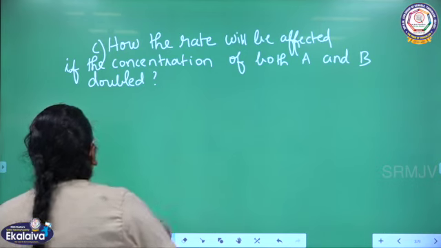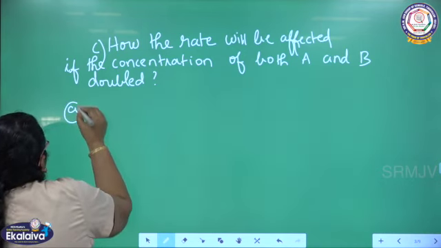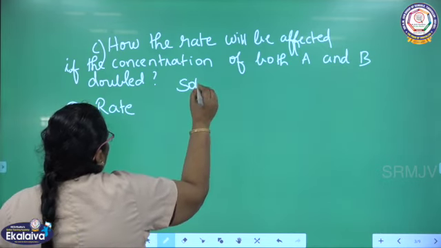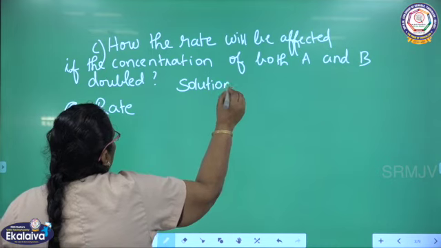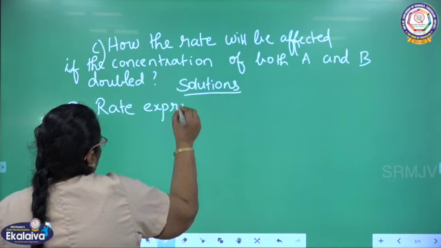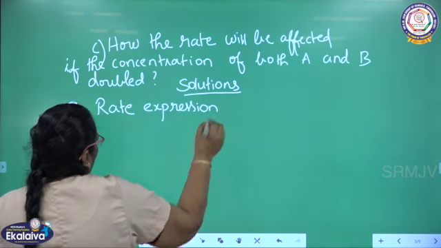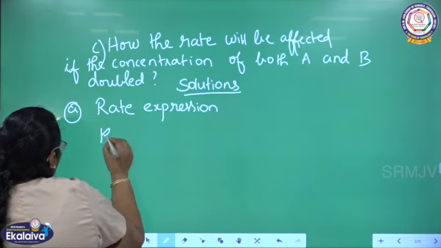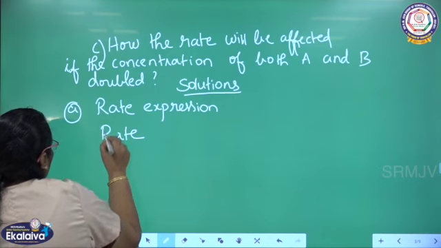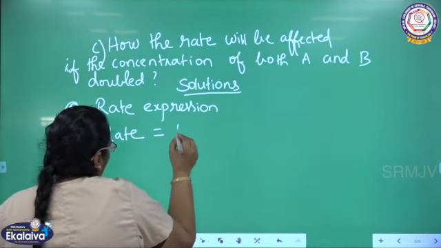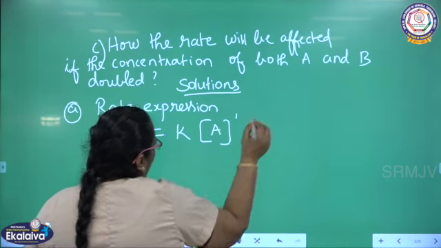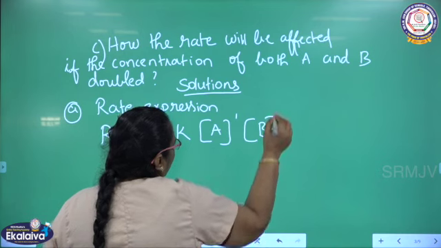The first question is rate expression. So what is the first one? We are going to write the rate expression for the reaction. So rate expression: rate is equal to, what is the rate expression? K into molar concentration of A whole power 1 into molar concentration of B whole power 2.